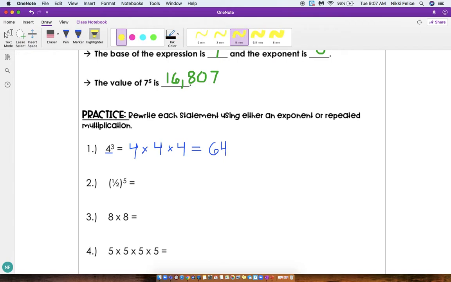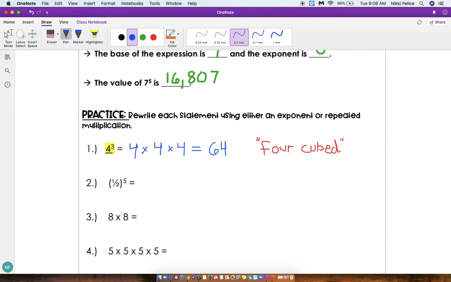This one actually, though, this exponent is a special one. I know I said that when we have an exponent, we say to the blank power, but there are 2 exponents that have a special name. So we could also call this exponent, because it's a 3, we could say this expression as 4 cubed. 4 cubed. That's another way that we can say 4 to the 3rd power. There's only 2 exponents that can be said a special way, but an exponent of 3 is one of them.